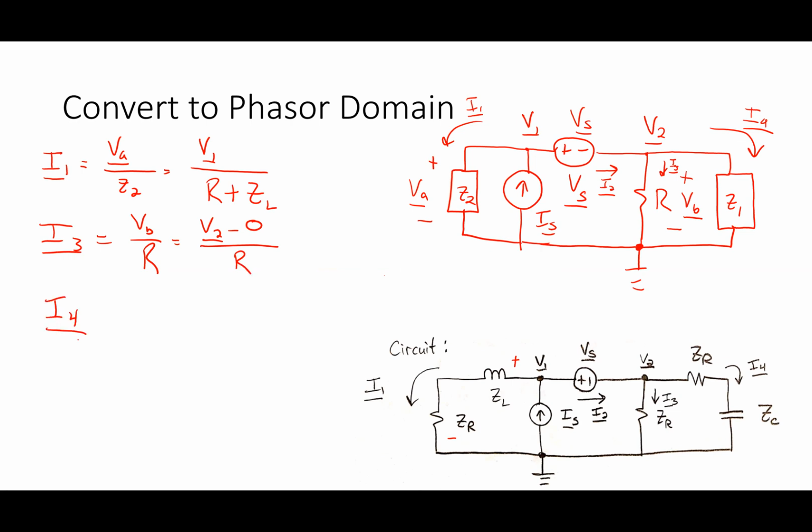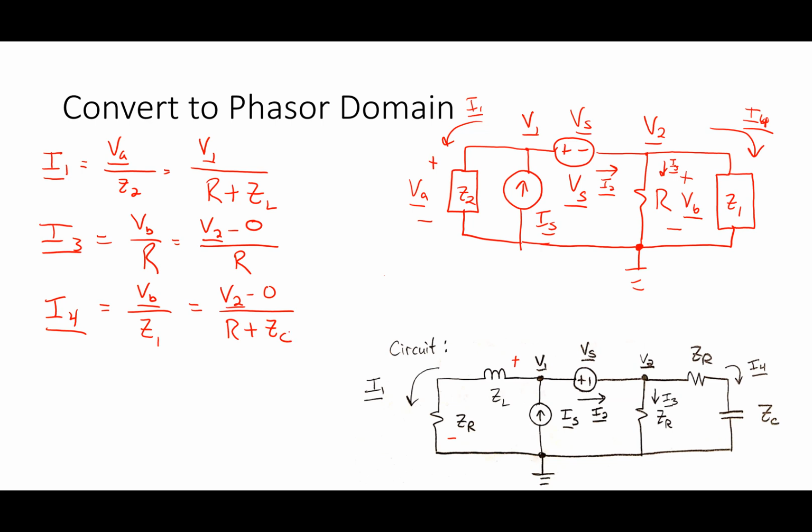I4 is the current in this branch over here. How would I write that one, in terms of my Ohm's law relationship? VB over Z1. Yeah, VB over Z1. Z1 is, yep, V2 minus 0 again, and Z1 would basically be R plus Z sub C.